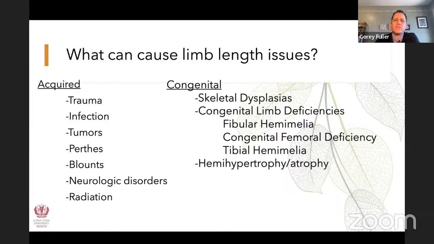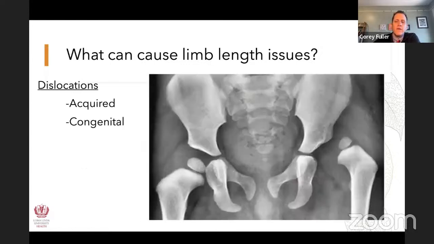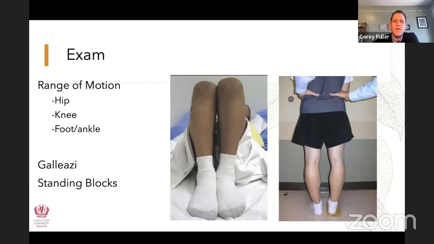These are all conditions in which patients are born with a leg length discrepancy that often gets worse as they grow. One other important caveat is that dislocations also will cause a leg length discrepancy. Why that's important is we see this once in a while in very young kids, typically under the age of 1, that are born with their hips dislocated. That also can cause the leg to be shorter on that side.